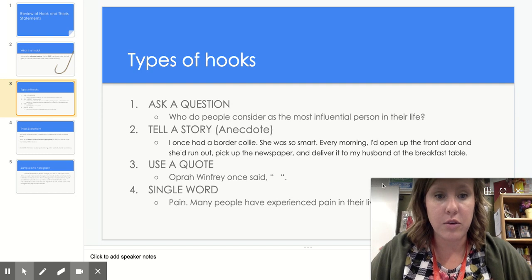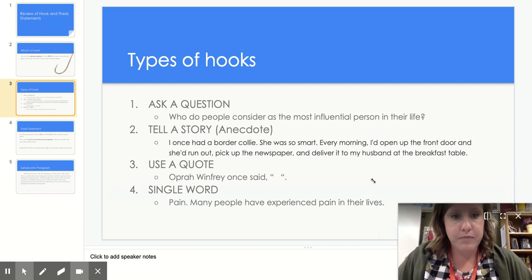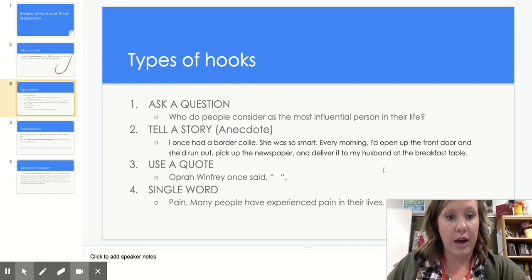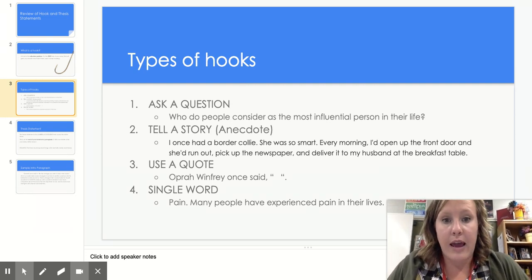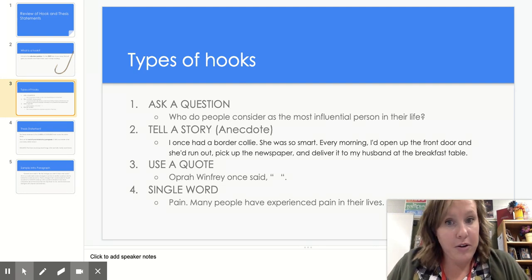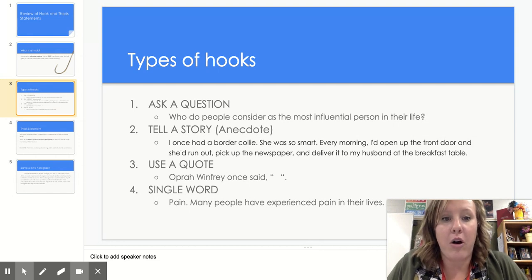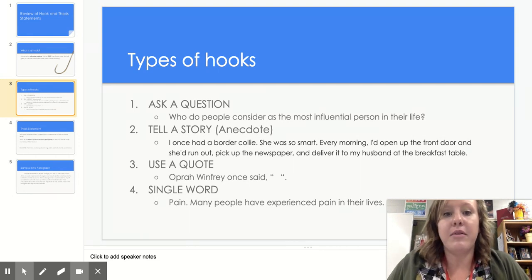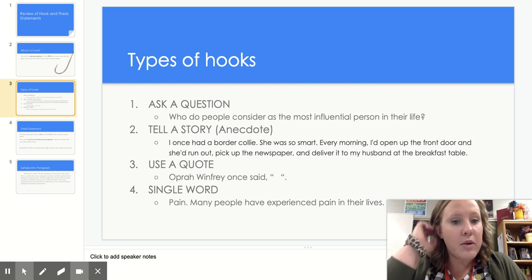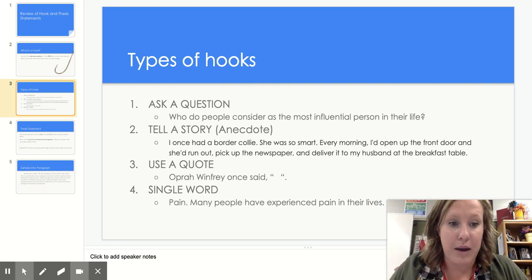The other thing you could do, you could tell a story. That's what they call an anecdote. You could tell a little bit of a story, and that is going to focus your essay and let your reader know what you're writing about. So it could be, I once had a border collie. She was so smart. Every morning I'd open up the front door and she'd run out, pick up the newspaper, and deliver it to my husband at the breakfast table. So this essay is clearly going to be about how important their border collie is, or the border collie breed may be.